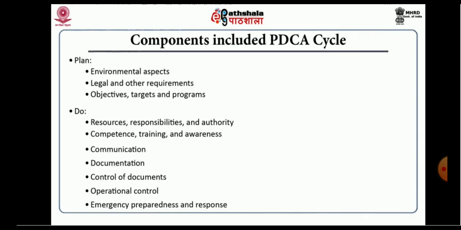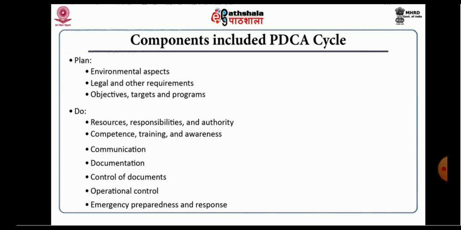So next we will see what are all the components available in the PDCA cycle. We can call it PDCA. First one is plan. Planning is very important. The first thing is environmental aspects, legal and other requirements, and objectives, targets and programs. The second phase is do. Do in the sense we need to collect all the resources, and the responsibilities and authority, competence, training and awareness, communication, documentation, control of documents, operational control, and emergency preparedness and response. So the first two are called plan and do.